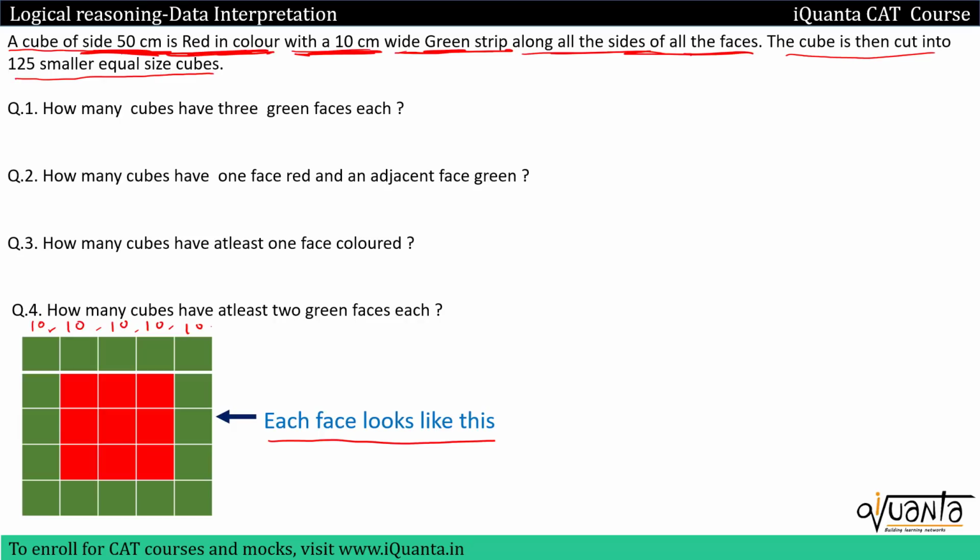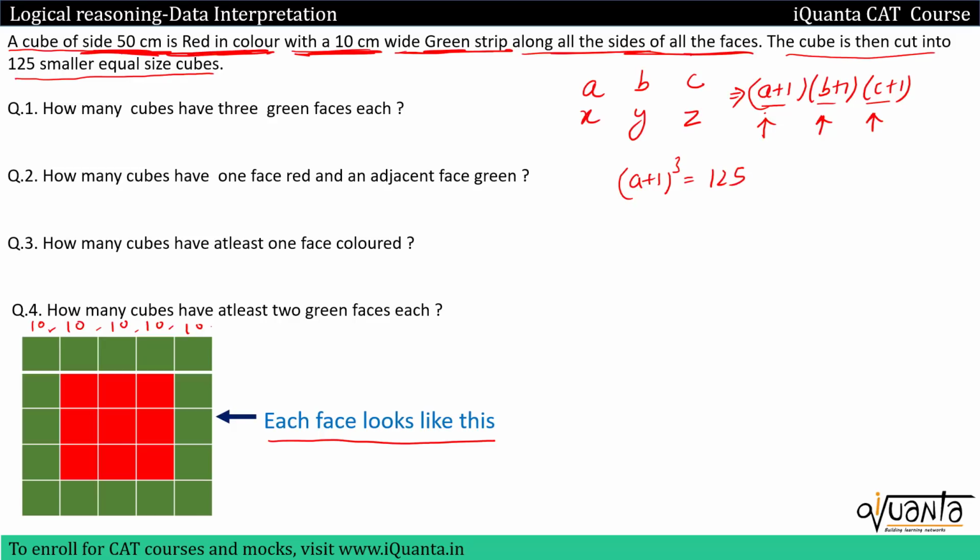Now we know that when we cut a cube by A cuts along X axis, B cuts along Y axis, C cuts along Z axis, then the number of pieces obtained is (A plus 1) into (B plus 1) into (C plus 1). And when we are given that it has been cut into equal sized smaller cubes, that means identical pieces, we make A equal to B equal to C. So if A equal to B equal to C, I can write this as (A plus 1) cube equals 125. This will be the number of pieces, which gives me A equal to 4. So that means we'll have 4 cuts along X, Y, Z axis.